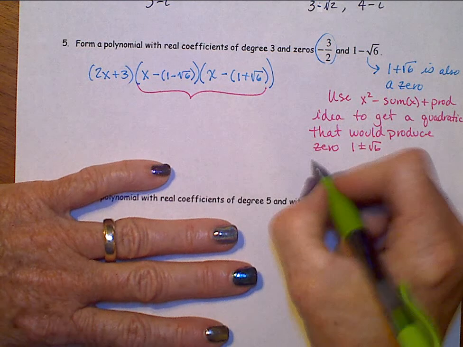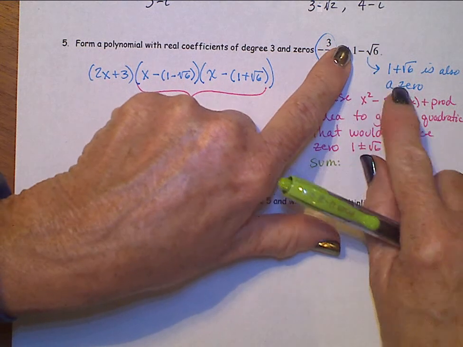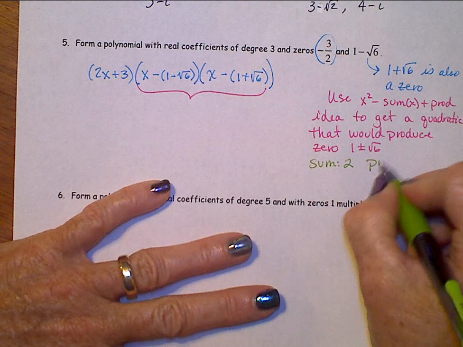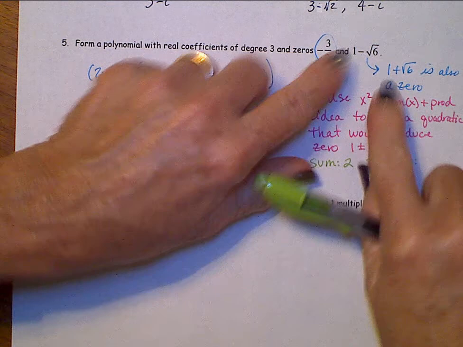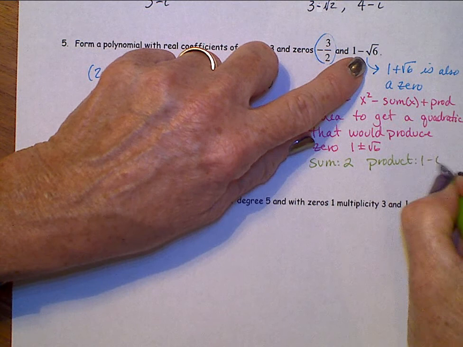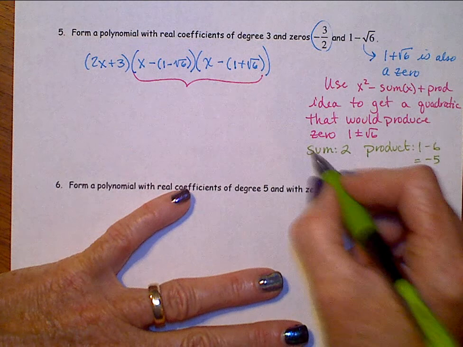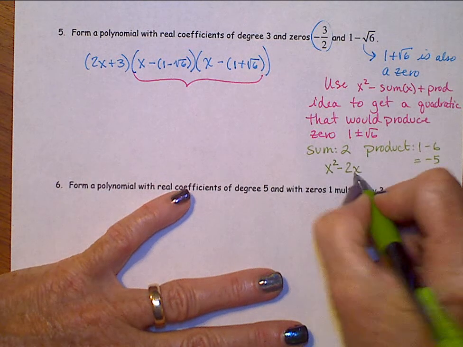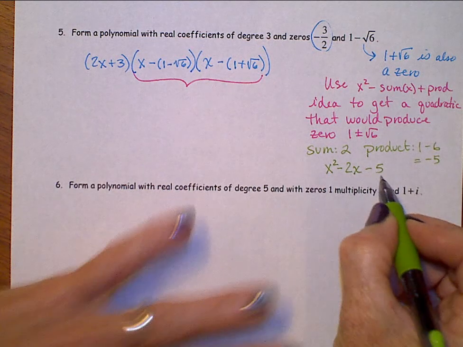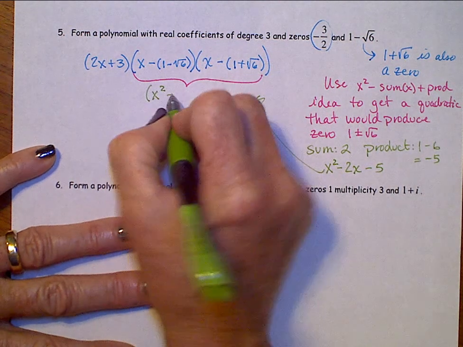So what's the sum of those two solutions? 1 minus square root of 6 and 1 plus square root of 6. That sum is 2. What's the product? 1 times 1 is 1. Middle terms are going to drop, and then we'll have minus 6. So that's negative 5. So this quadratic is x squared minus 2x minus 5. X squared minus the sum plus the product. And let's take that and put that right up here. X squared minus 2x minus 5.